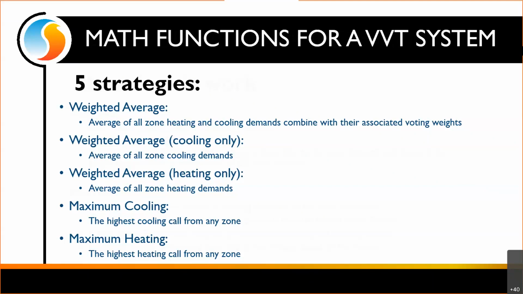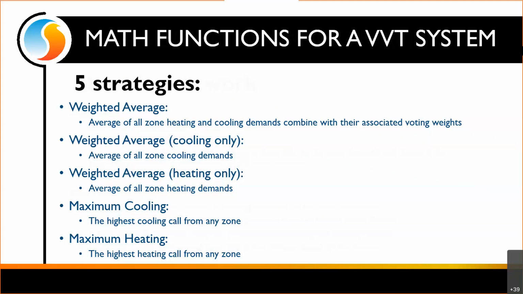And then we have maximum cooling. In this case, it doesn't even look at the voting weights of any zone. It doesn't care about it. It's what is the highest call of cooling coming from any zone. Or the last one, maximum heating. What is the highest heating call coming from any zone?